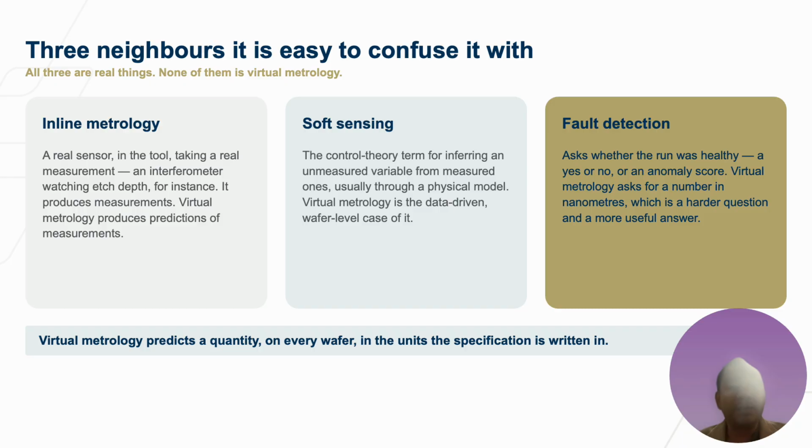Fault detection asks whether the run was healthy, a yes or a no, or an anomaly score. That is what T-squared and SPE did in lecture 3. Virtual metrology asks for a number in nanometers, which is a harder question and a considerably more useful answer because a number can be compared to a specification and fed to a controller. Virtual metrology predicts a quantity on every wafer in the units the specification is written in.